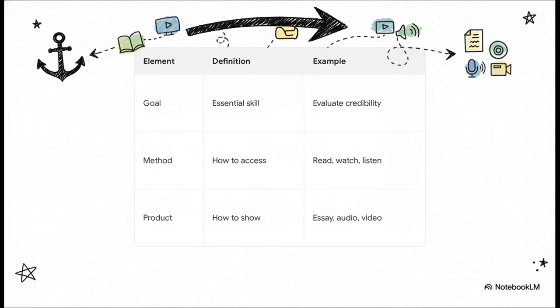As instructors, we really need to clearly distinguish between the goal, the method, and the product. Your learning goal, that essential knowledge or skill, must remain completely stable and rigorous. That is your destination. For instance, evaluate the credibility of a source. Unshakable. But the method, how they access the content, like reading an article versus watching a news segment, that can be flexible. And the product, how they demonstrate their learning, like a written analysis versus an audio explanation, that can be flexible too. Our methods and products can and should be purposefully flexible, as long as they all lead the student to that unshakable goal.